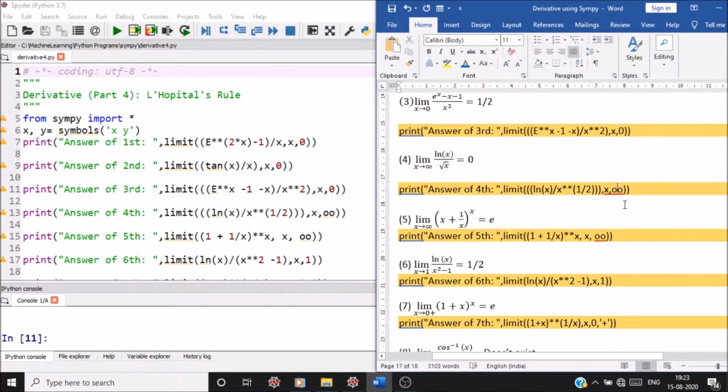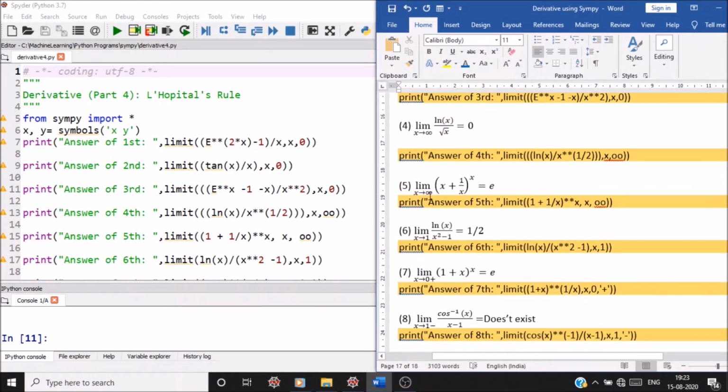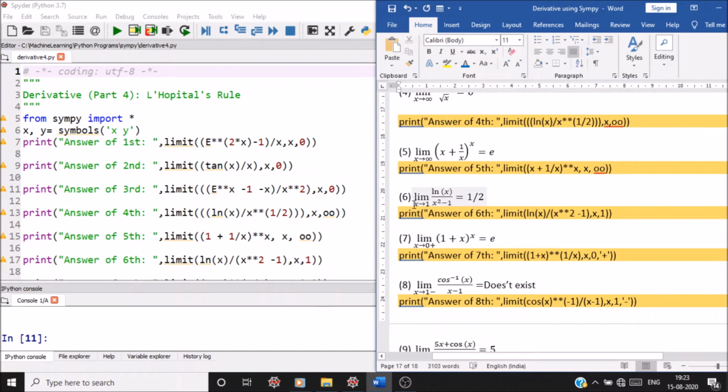Here you use double O, the small o. It is nothing but double O, not zero. Now limit as x tends to infinity of ((x + 1)/x)^x is equal to e. Here it should be x, not 1. You have to put (x + 1)/x to the power x, with x tends to infinity.